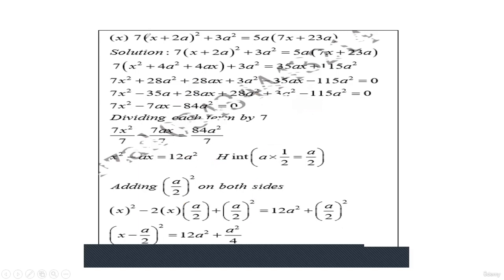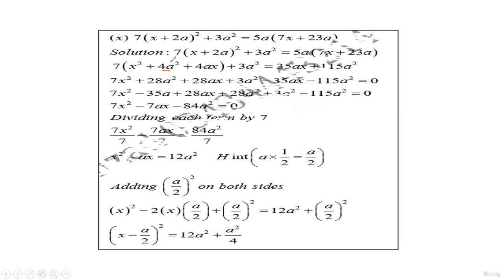So opening this bracket, x plus 2a whole square, then multiplying 5a by 7x, you will get a square. The 2ab term will be 4a square, and plus, sorry, this is your b square here first, and this is the 2ab term, that is 4x plus 3a square, and 7 times 5 is 35ax. So this is your 35ax, and plus this will be multiplied. You have 115a square.